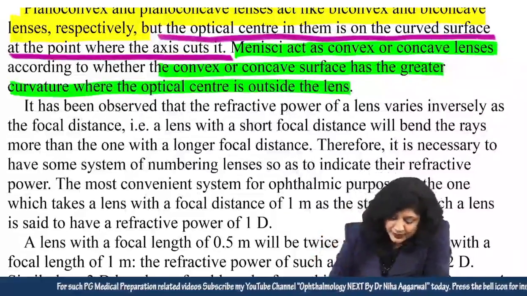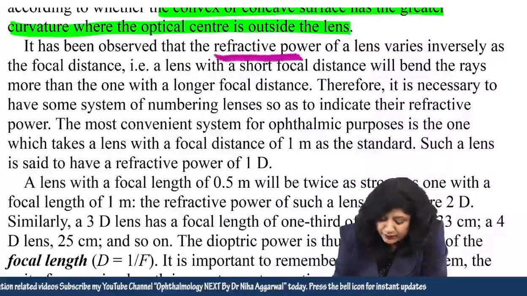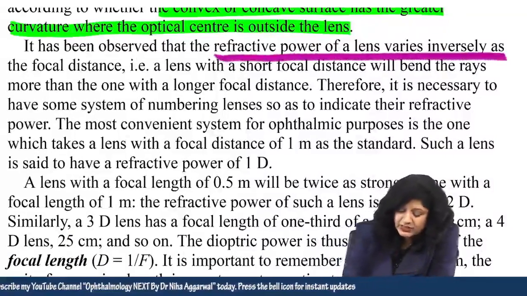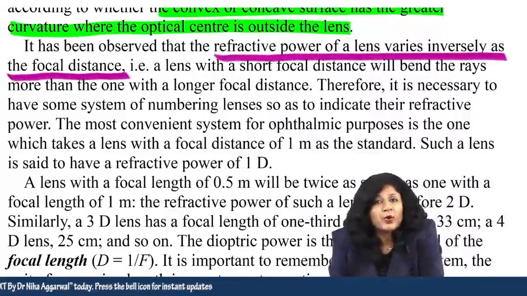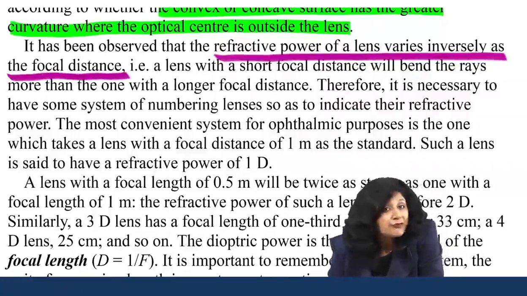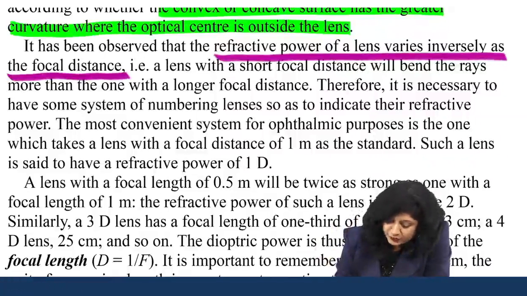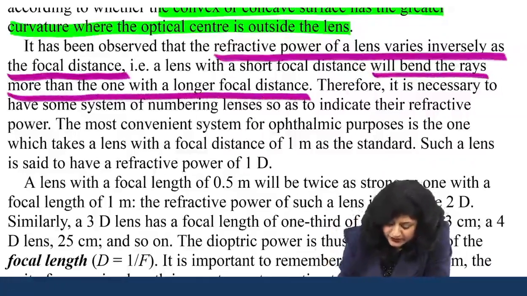Okay. It has been observed that the refractive power of the lens varies inversely as the focal distance. So again, an important fact, okay: a lens with a shorter focal distance will have more refractive power, and because of its greater refractive power, it will bend the rays more than one with a longer focal distance.